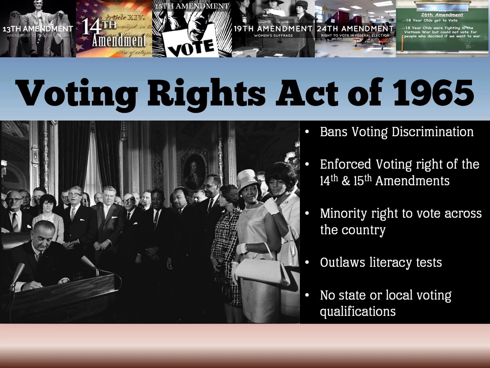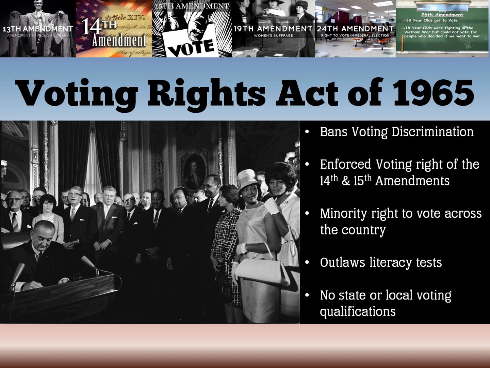And so after the 24th Amendment is passed, this is of course the height of the civil rights movement, which is what that video you just watched. In 1965, about 2 years later, after the unfortunate assassination of John F. Kennedy, Lyndon B. Johnson gets into office, and he is going to sign the Voting Rights Act of 1965.